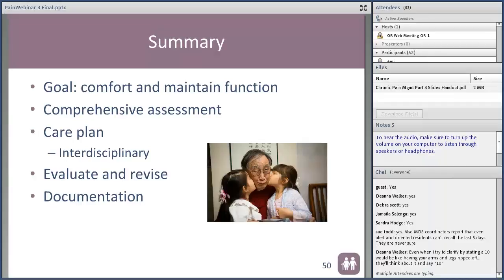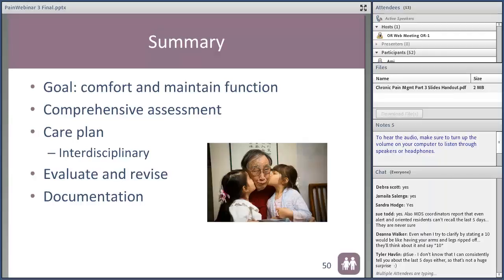Comprehensive assessment and care planning by the interdisciplinary team is essential in providing care and services to meet the patient's goals and managing their pain. And remember, it is their goals, not ours. And make sure that we have that documentation in place to support what's been done, including the effectiveness, to determine if the current plan is effective or not.